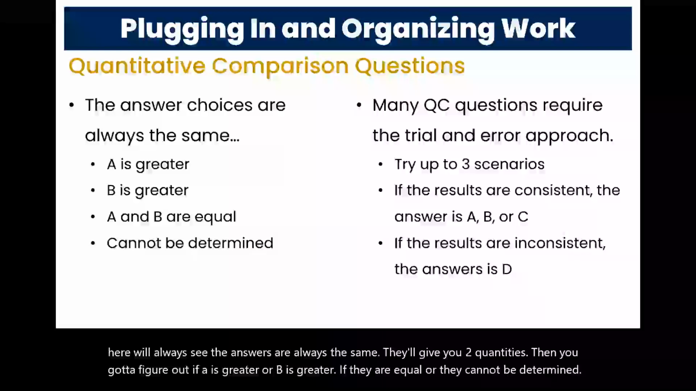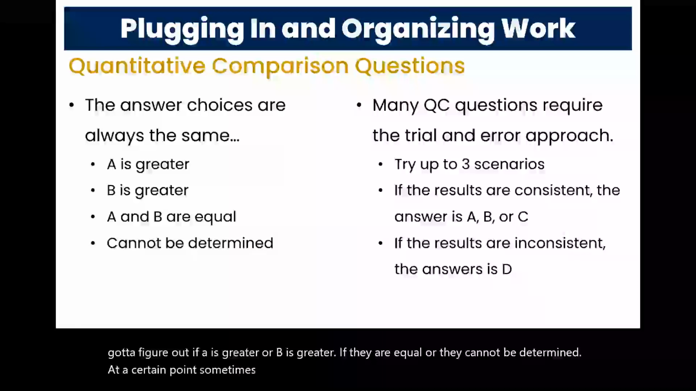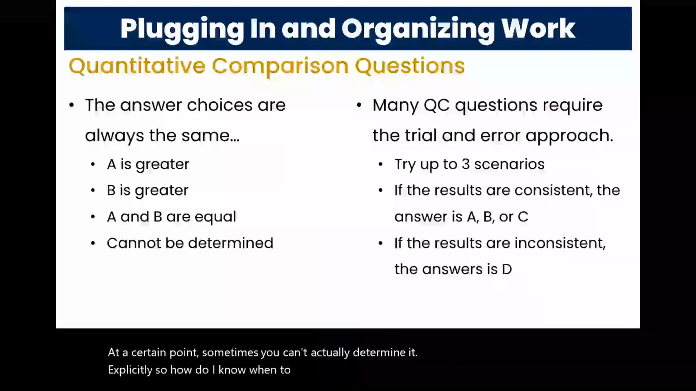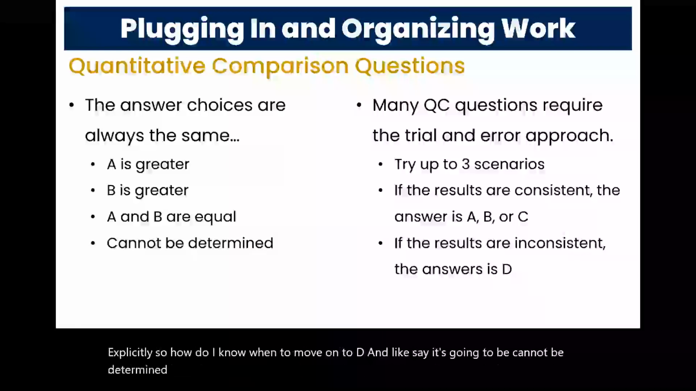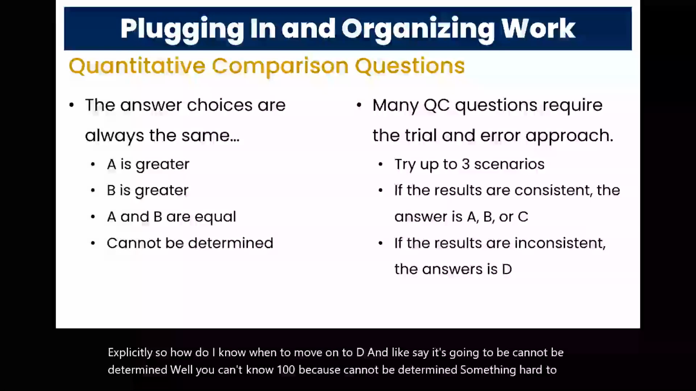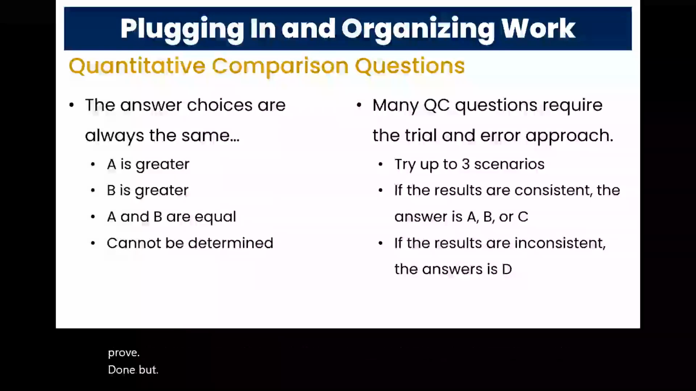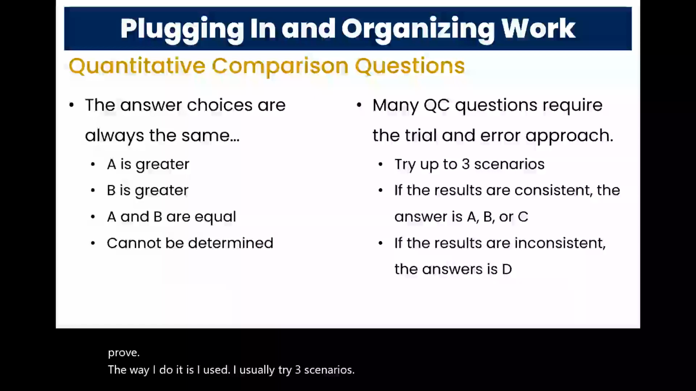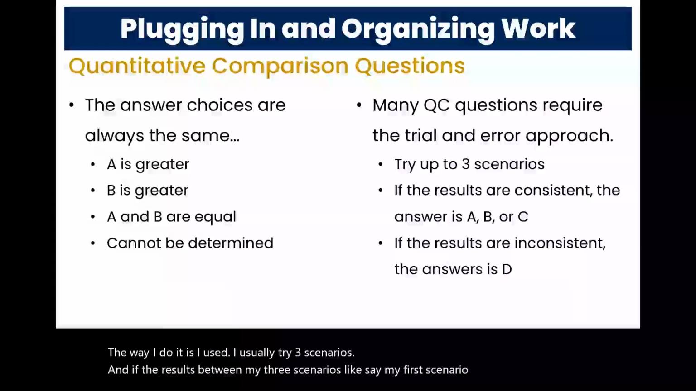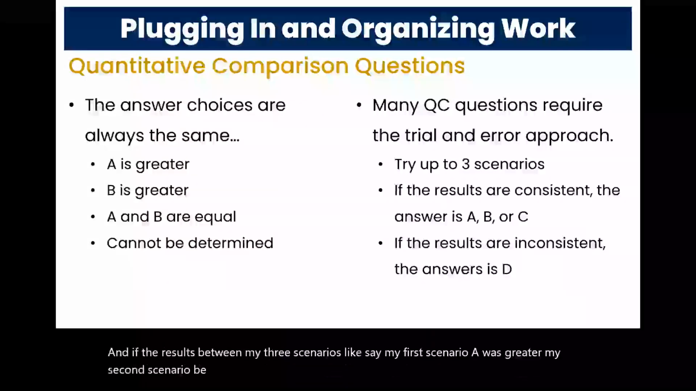At a certain point, sometimes you can't actually determine it explicitly. So how do I know when to move on to D, like say it's going to be cannot be determined? Well, you can't know 100%, because cannot be determined is something hard to prove. But the way I do it is I usually try three scenarios. And if the results between my three scenarios differ, like say my first scenario, A was greater, my second scenario, B was greater, what's the answer to the question?